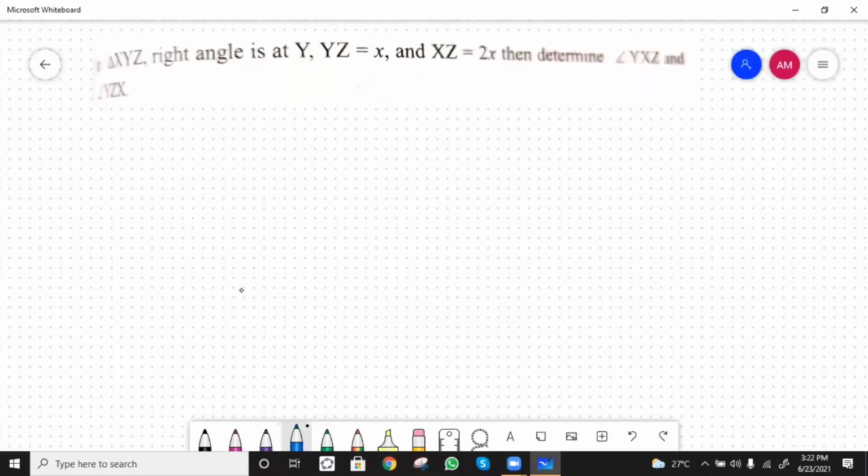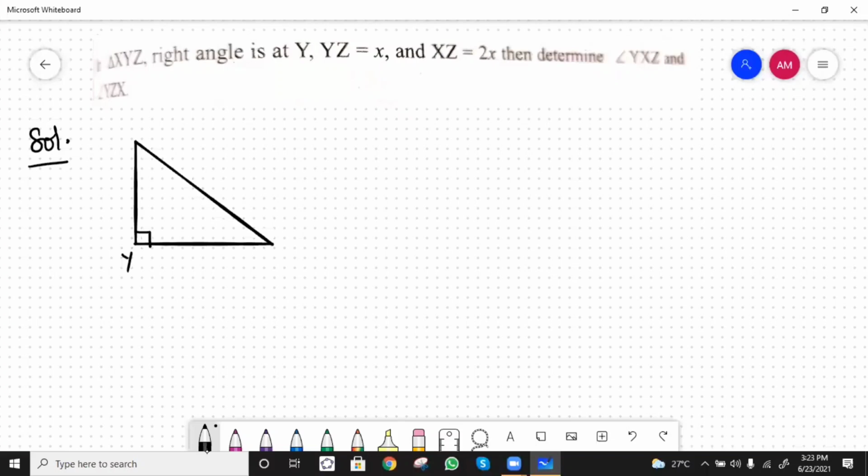Let us move to the next problem. In a triangle XYZ, right angle is at Y. While reading, what we have to do? We have to draw the figure. They gave a right angle triangle, and right angle at Y, that means 90 degrees. This is Y, this is X, this is Z. And what they gave: YZ is equal to x, and XZ is equal to 2x.